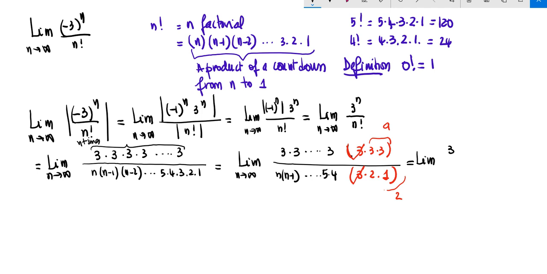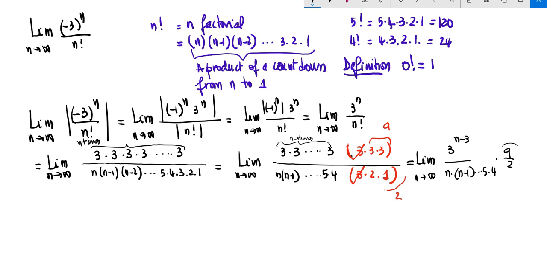So we get here the limit of 3 power n minus 3, right? Because you are multiplying 3 by itself n minus 3 times here. This is n minus 3 times, and this is by itself 3 times, so that you get a total of n times. So this product here will be 3 power n minus 3, and then the bottom is n times n minus 1 all the way till 5 times 4 as n is approaching infinity, and then you have times 9 over 2.